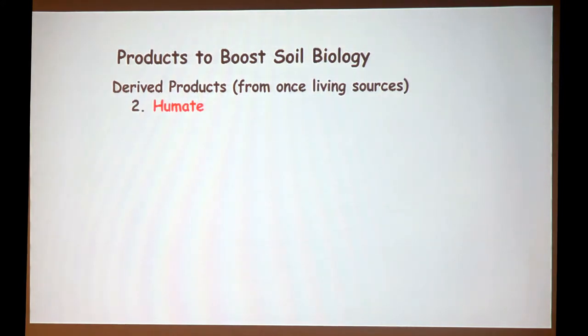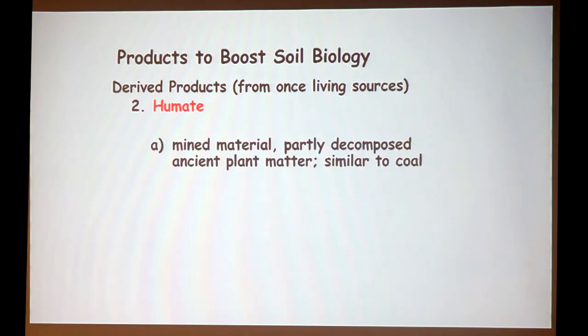Another derived product is humate. Humate is more like a mined material, but it was originally from plant material that had been buried long ago. It's sort of like the buried plant material that moves towards oil and coal, especially coal. But it's not that old. It's not old enough to be coal.